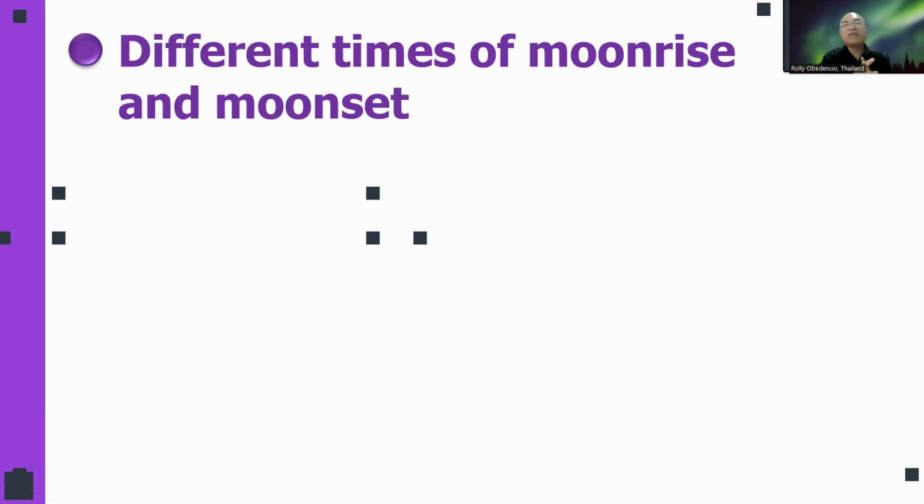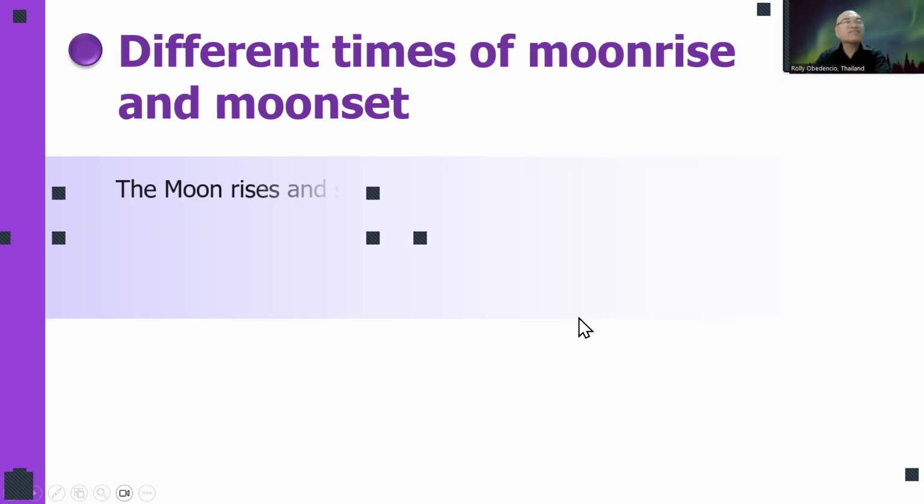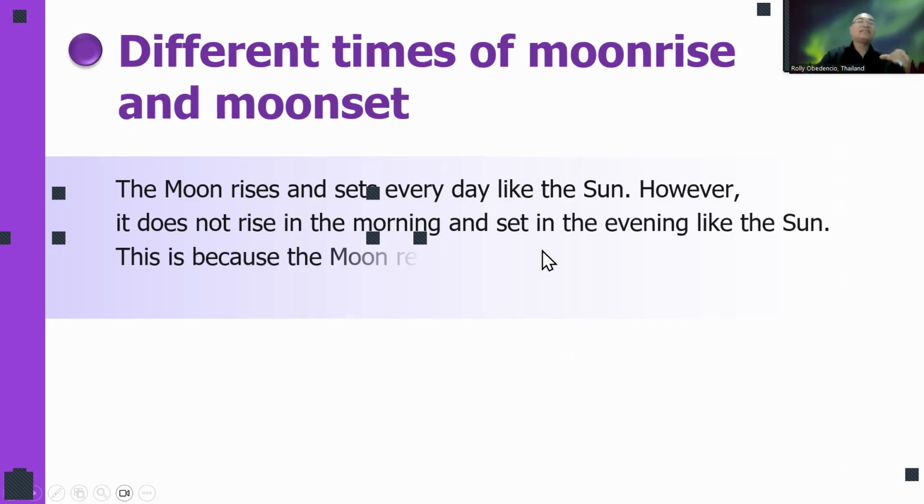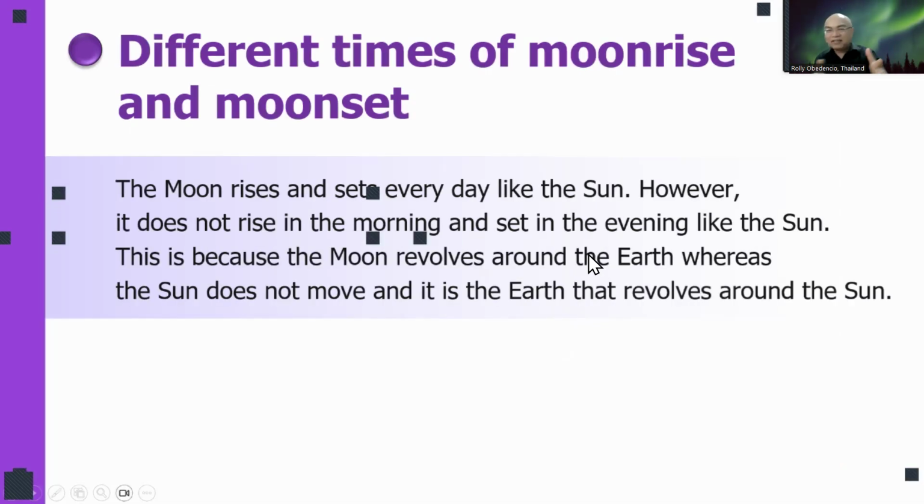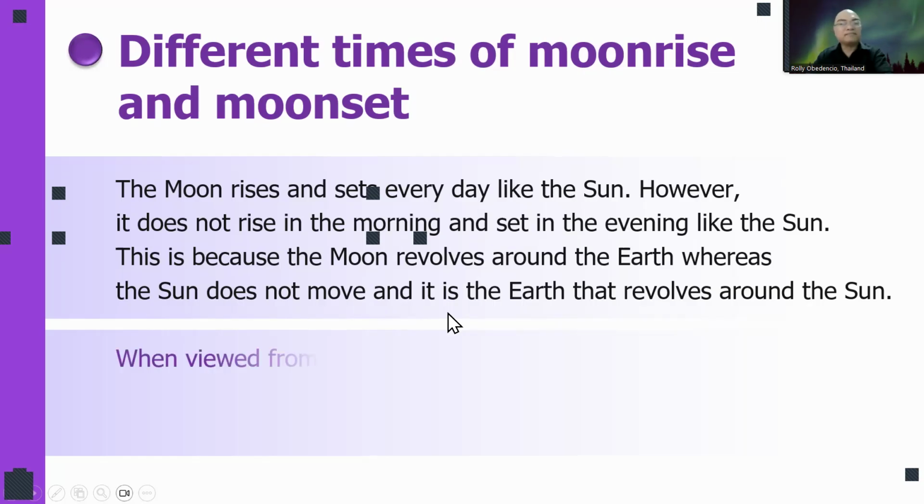Now, what about the different times of moonrise and moonset? Do you know? The moon rises and sets every day like the sun. However, it does not rise in the morning and set in the evening like the sun. It is because the moon revolves around the earth, whereas the sun does not move, and it is the earth that revolves around the sun.